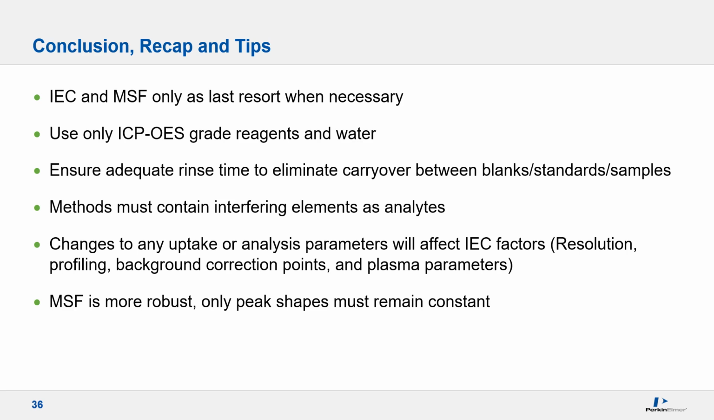In the case of either MSF or IEC, your instrumental method must contain both the analytes of interest and interference-free wavelengths for the interfering analytes. Finally, remember that IEC models only work if the sample introduction system and plasma parameters remain constant. Due to variations over time, IEC models will need to be occasionally redone. For MSF, only the peak shape needs to remain constant, meaning that MSF is much more robust. Remember, MSF is a far superior correction model for partial overlap spectral interferences and is exclusive to PerkinElmer.